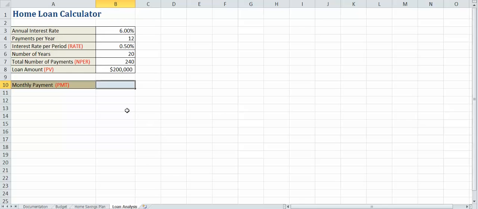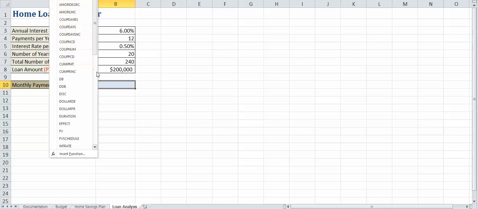So I'm going to click in cell B10, which is where I want the answer or the monthly payment to show up. I will then go to the Formulas tab on the ribbon, and in the function library, click on the financial functions, and there are quite a few of them, so you'll have to scroll down to find the payment function, the PMT.